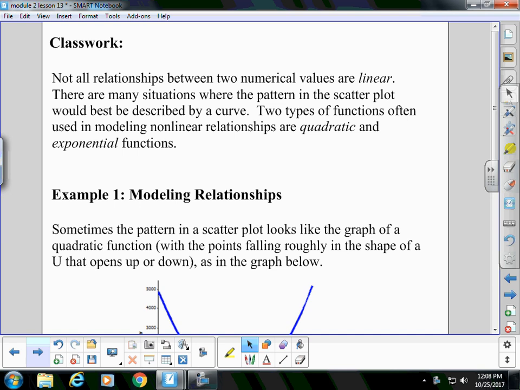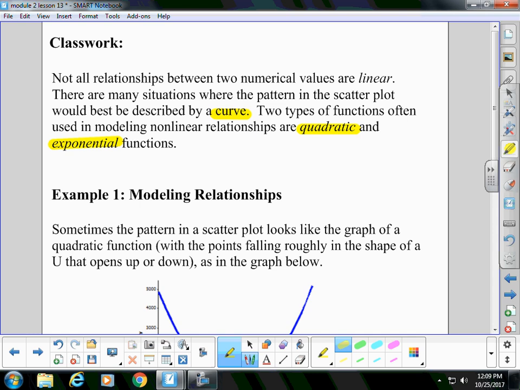Not all relationships between two numerical values are linear. There are many situations where the pattern in a scatter plot would be best described by a curve. Two types of functions often used in modeling non-linear relationships are quadratic and exponential functions. We've been talking a little bit about relationships having a curve, and now specifically we're going to talk about quadratic and exponential curves.